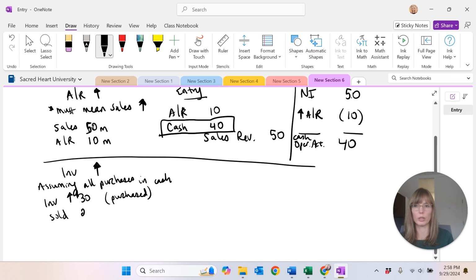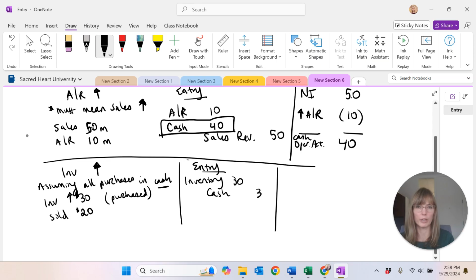This would actually be two entries. First we purchased the inventory for 30, and all purchases were in cash, so this would be an operating cash outflow of 30. And then we sold 20. This would mean cost of goods sold went up by 20, and inventory decreased because we gave up our inventory at its cost of 20. And so the net of these two entries means that our inventory went up a net 10.